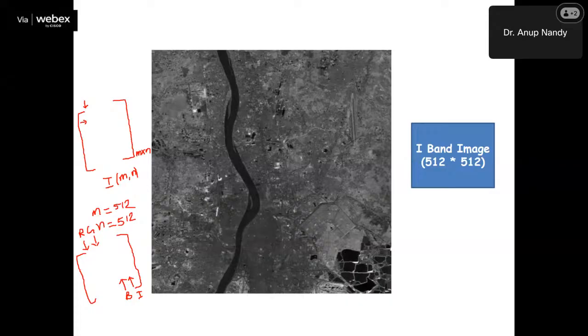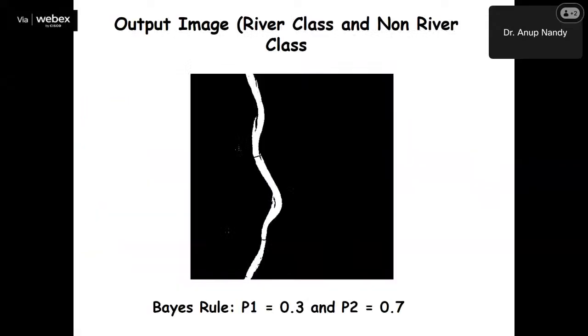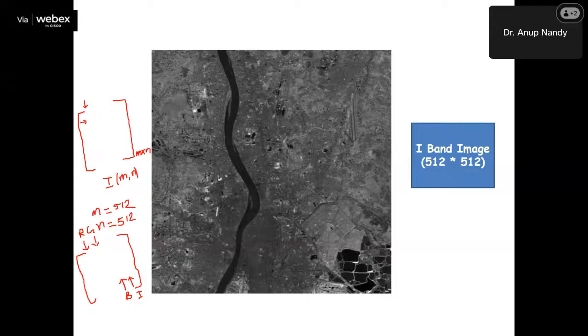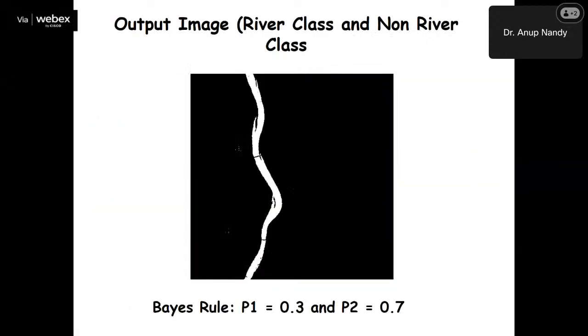What is your objective? You have to apply this Bayes decision rule, and I'll explain how to implement it. After understanding that, you can ask many questions, and then try to implement it by yourself, and you'll definitely get very good results. The output image that I'm showing here, after applying it, you should get an output image like that.